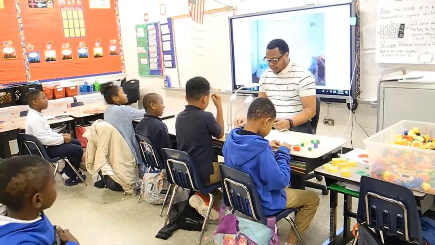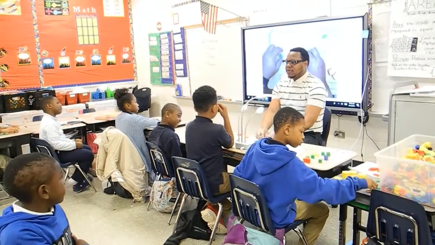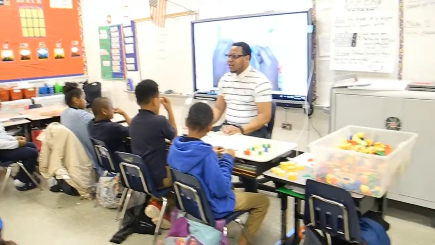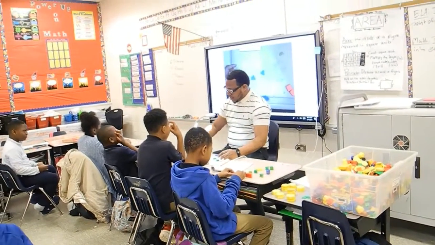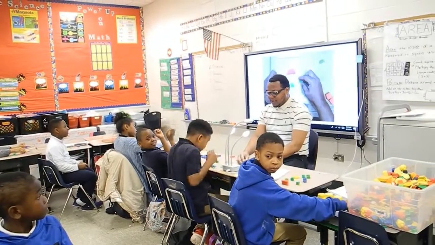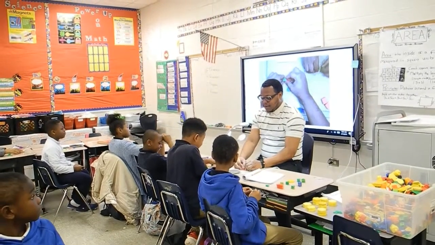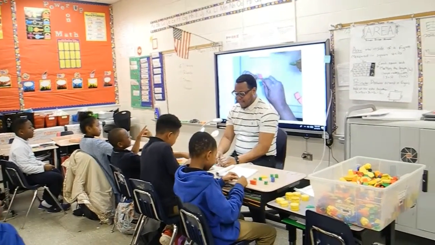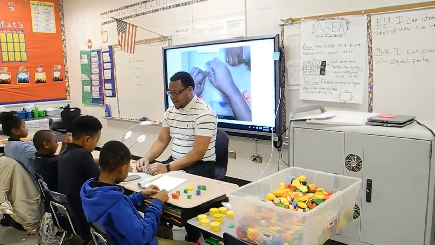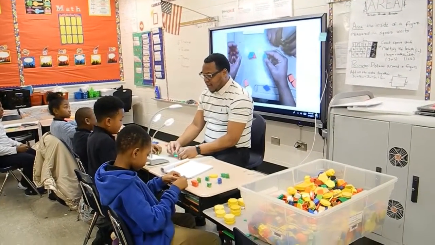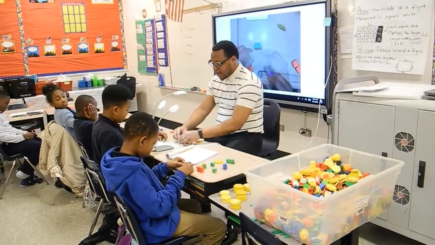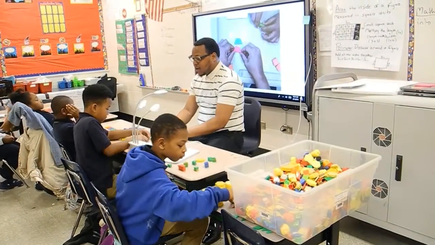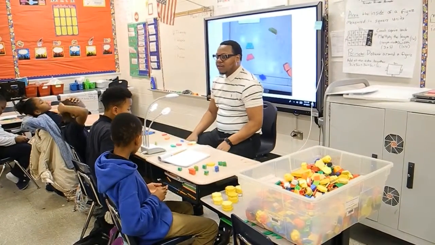So now these 3 triangles. What kind of shape can I make with these? A trapezoid, right? Let's see. Oh, yeah, that is a trapezoid. All right. Put one triangle right there. Another triangle right there. All right. So how many triangles did it take for me to make a trapezoid? 3, right?